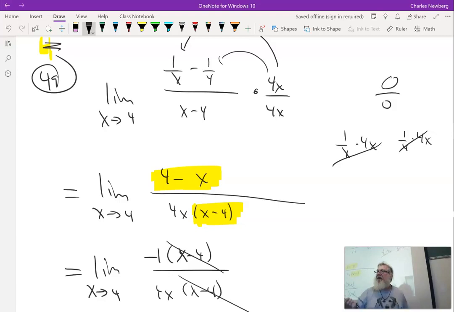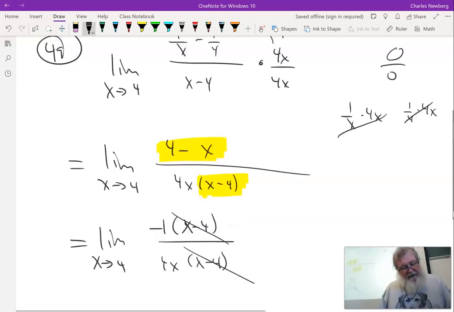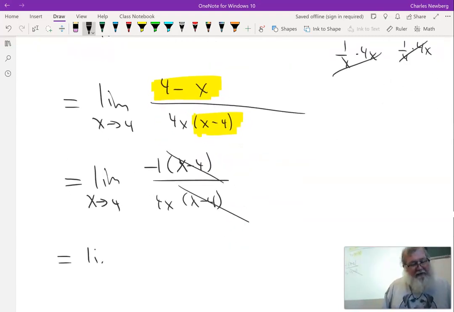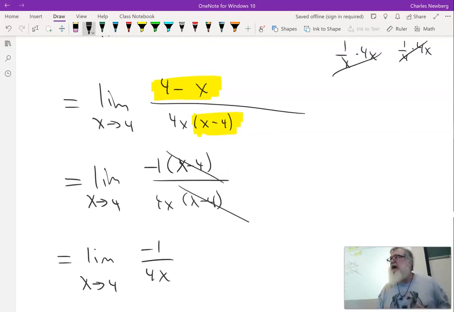So that was an algebra trick that sometimes is nice to know. Occasionally opposite signs pop up, and you've got to remember they'll cancel. If you want to factor it out and then cancel, fine. If you want to remember opposite signs cancel, fine. So now we get the limit as x goes to 4 of -1 over 4x.